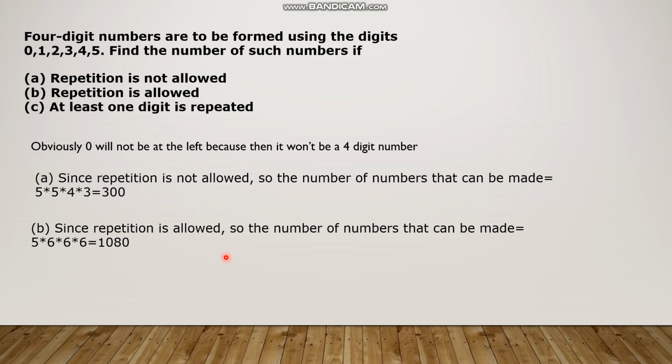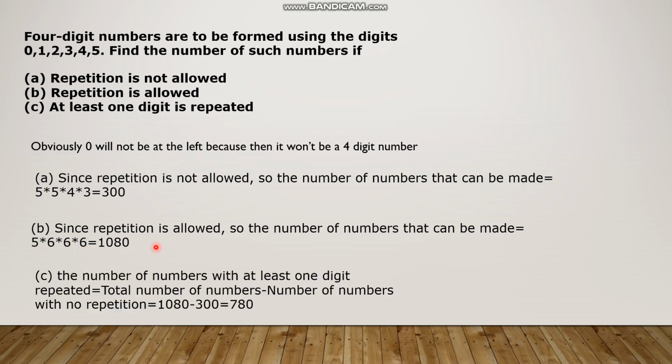Similarly, for the second case, repetition is allowed, but still we cannot take 0 in the first place, so this will be 5. And all the other places where we can repeat, so all the chances are 6. So when you multiply, the answer will be 1080. And for the third one, the number of numbers with at least one digit repeated is nothing but the total number of chances, from which we have to subtract the number of numbers with no repetitions. We have both the answers here, so just subtract to get the answer 780.